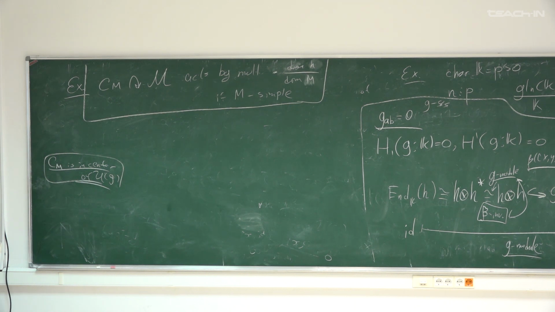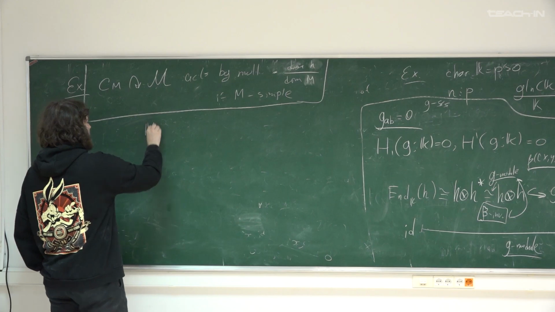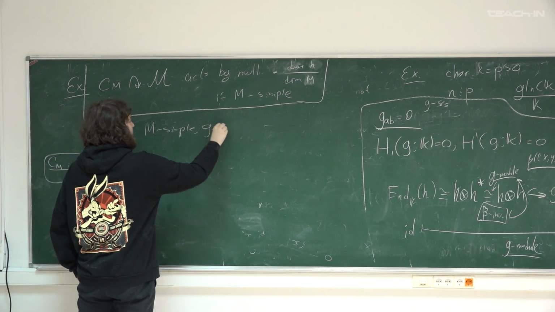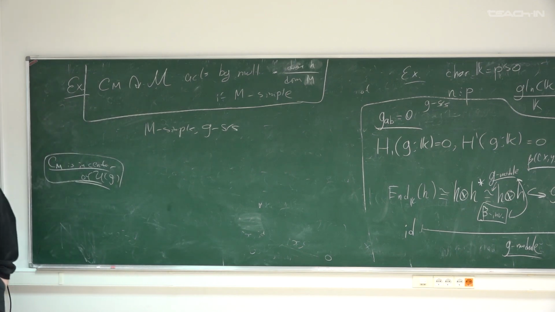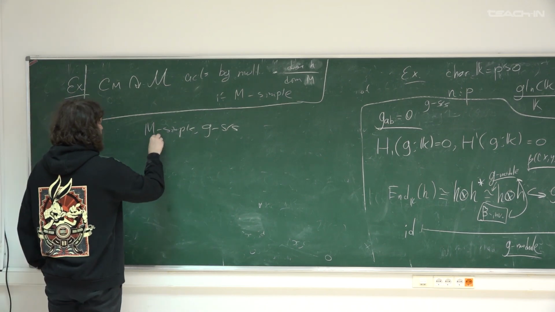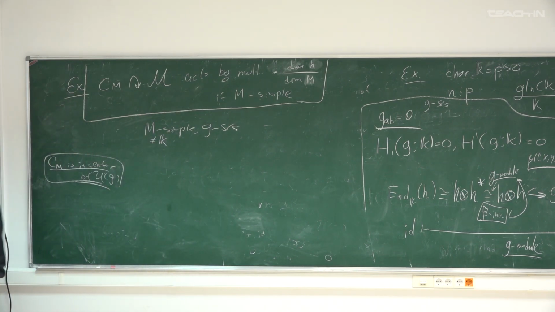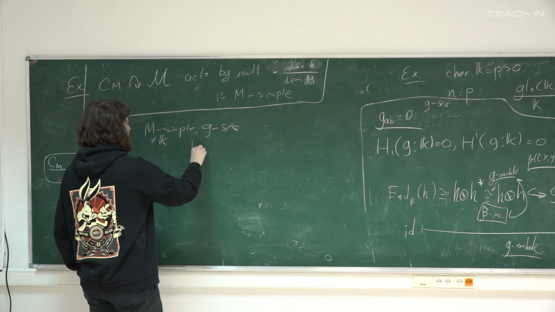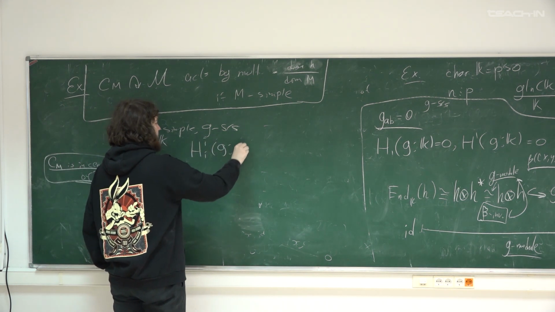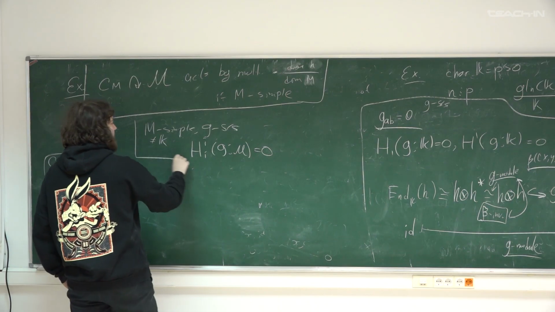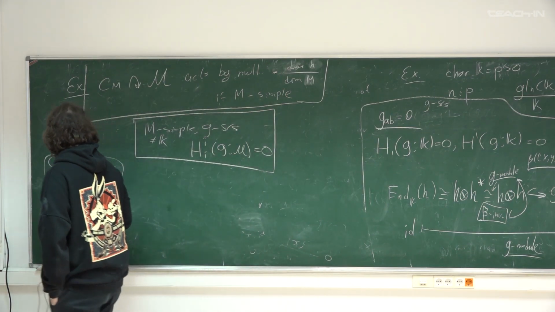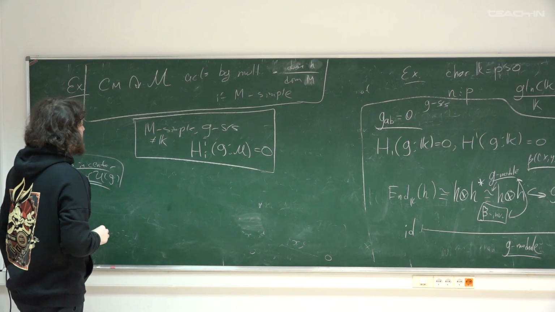Now we can obtain the following property: if m is simple and G is semi-simple, with non-trivial action, then all homologies and cohomologies of G in coefficient m are 0. All. So all homologies and cohomologies with coefficients in non-trivial simple modules are 0 for semi-simple algebras.